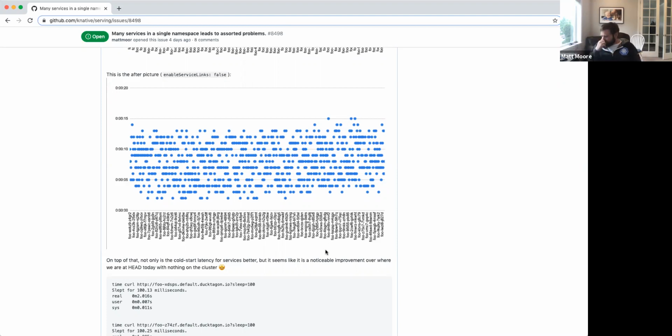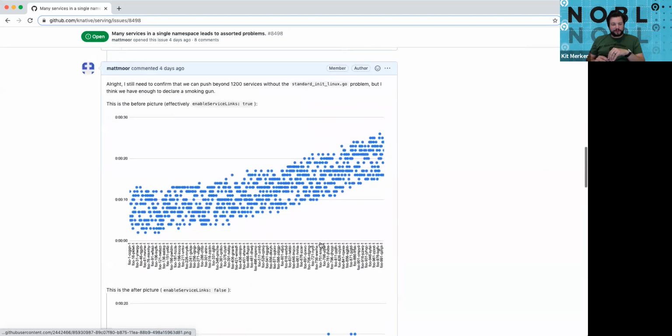But honestly, the rollback in this scenario wouldn't have necessarily helped, because as soon as the 1200th service is deployed... can you scroll back up to the linear growth picture? Because another thing just occurred to me. I want to ask you your thoughts on this.